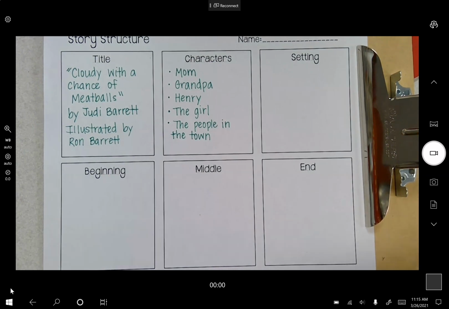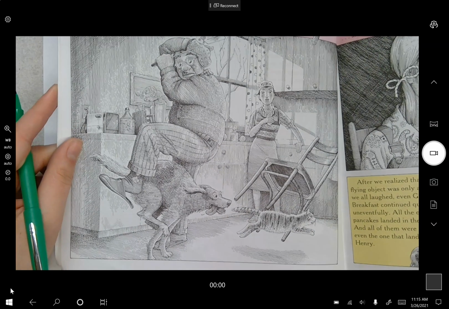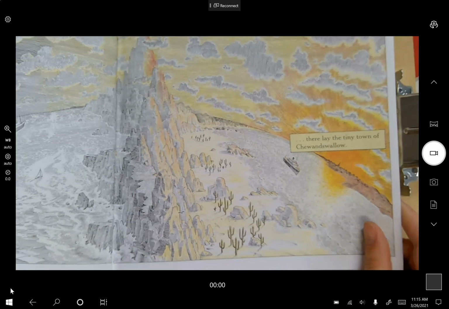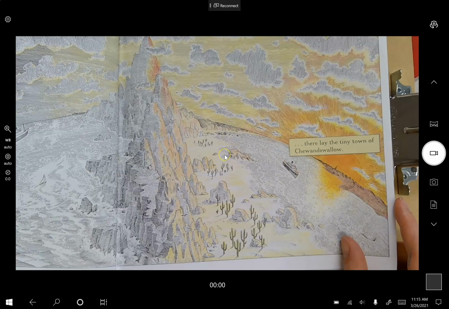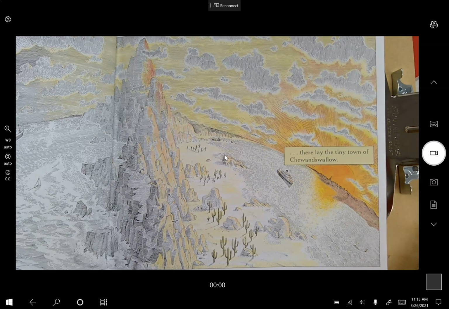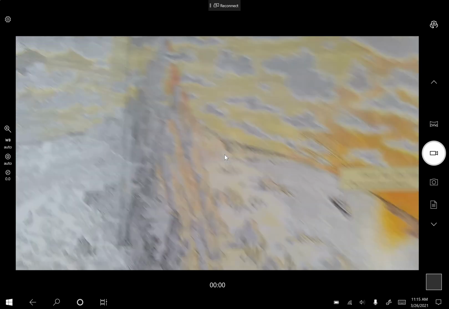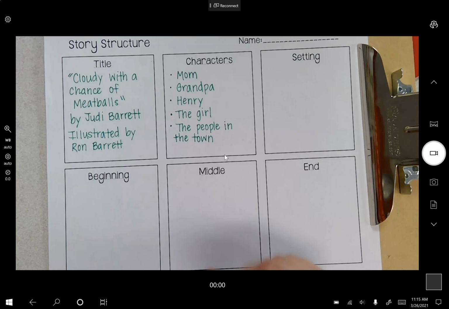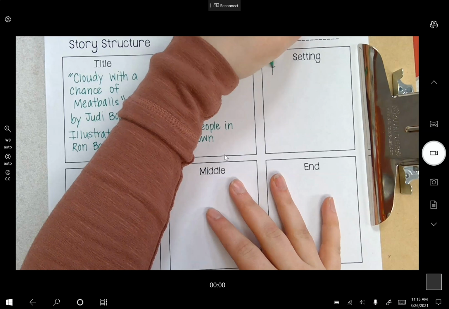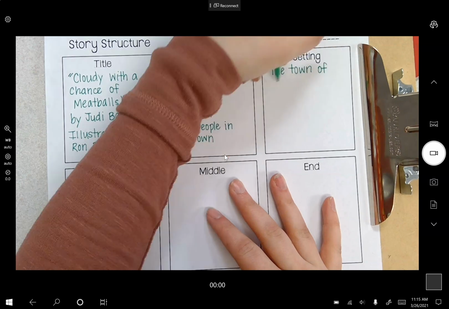So, now I know we started out at the beginning at Henry and the girl's house, but that's not really where most of the story takes place. Okay, so Grandpa starts to tell the story, and they transition to where the story is going to take place for the rest of the book. Okay, and as we see on this beautifully illustrated page, there lay the tiny town of Chew and Swallow. So that's going to be our main setting, where the story mostly takes place. Okay, so our setting is the town of Chew and Swallow.